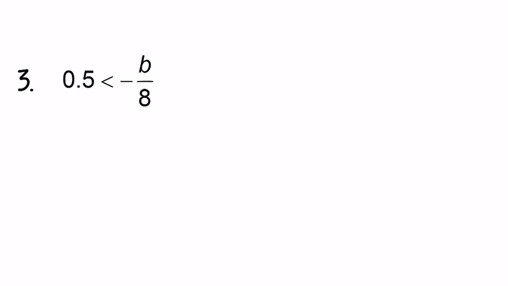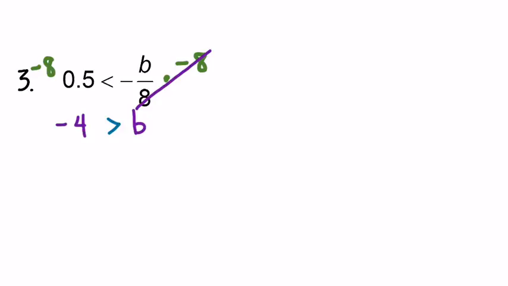Okay, on number 3 we have 0.5 is less than negative b over 8. Since b is being divided by negative 8, we're going to multiply by negative 8 on both sides. And since this is a negative, this is going to flip our inequality over. So now this becomes a greater than symbol. On the right-hand side, when I multiplied times negative 8, that canceled the negative 8 that was already there. So I'm just left with a b on the right. On the left-hand side, negative 8 times 0.5 is going to be negative 4.